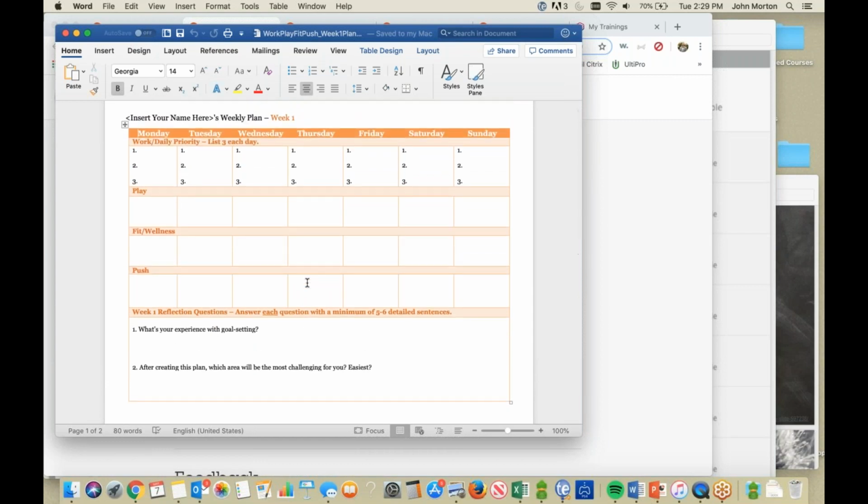Before I move on to the next portion of this, does anyone have any questions about the work, play, fit, or push sections? Any questions at all? Any questions about the assignment so far? No? Okay, wonderful. If you do, chime in with them. If you have them but you don't want to ask them here, you're welcome to email me. It is due tonight. Yes, that is correct.